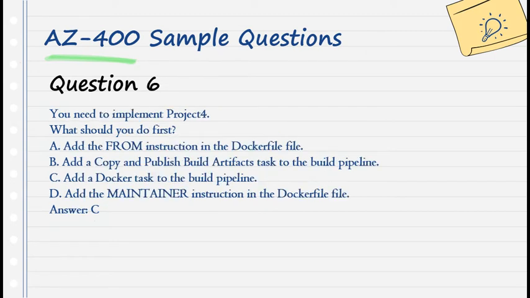Question 6. You need to implement Project 4. What should you do first? A. Add the from instruction in the Dockerfile file. B. Add a copy and publish build artifacts task to the build pipeline. C. Add a Docker task to the build pipeline. D. Add the maintainer instruction in the Dockerfile file. Answer: C.